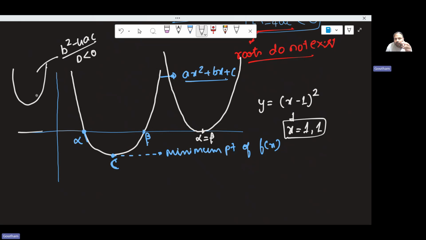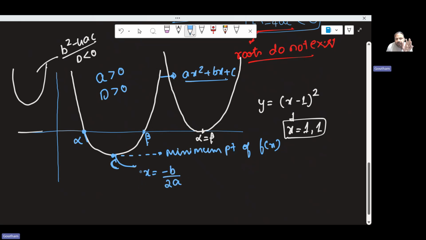So now, concluding the overall idea, look at this here. Here a is greater than 0. Here d is also greater than 0. The curve opens upwards. And what is the minimum point? For now, you can just try to remember this point is minus b by 2a. This is the least value that this function attains.